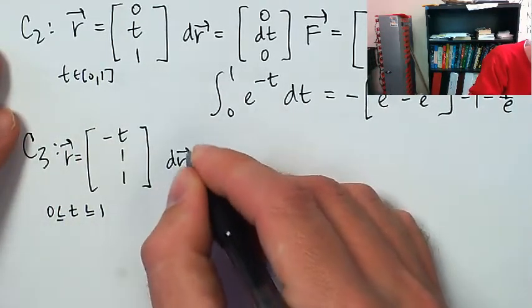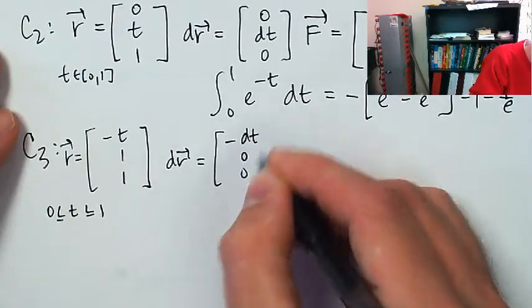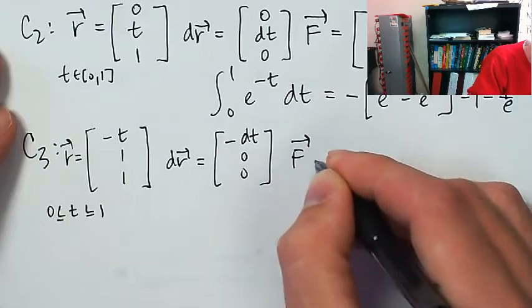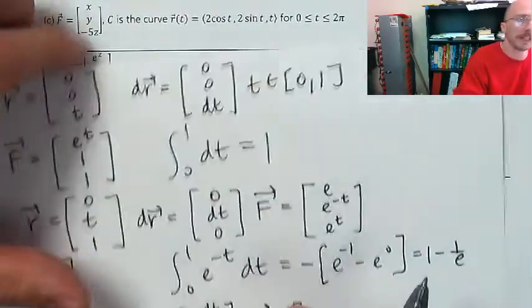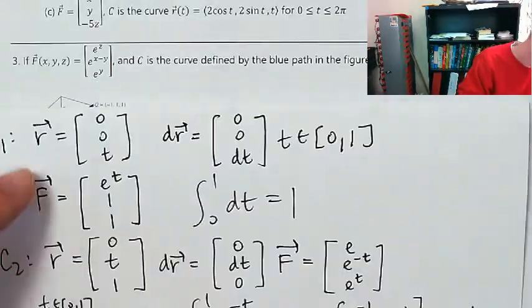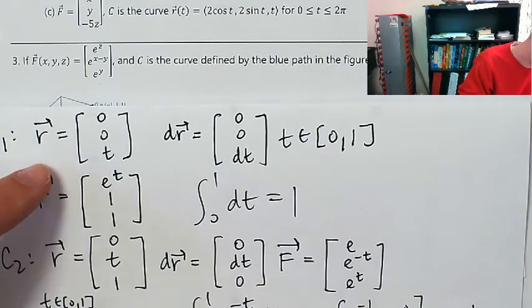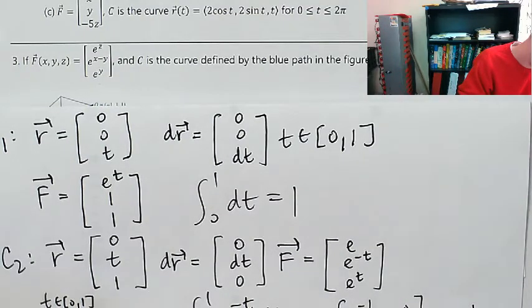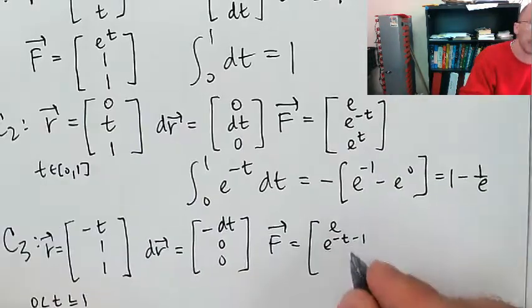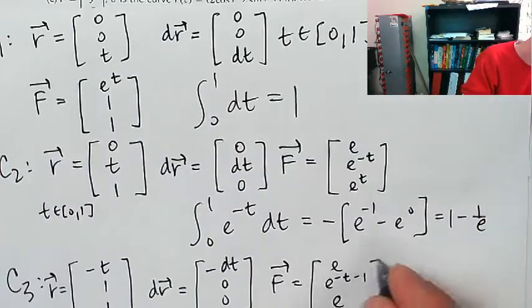Okay. dr equals negative dt, 0 and 0. F of r of t is going to be, going back to f, e to the z, and z is 1. And that's all I'm really going to need. But e to the x minus y is e to the negative t minus 1. And then the third component, e to the y, is just going to be another e.